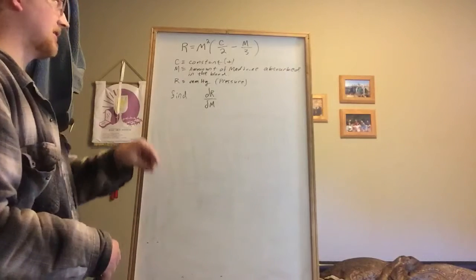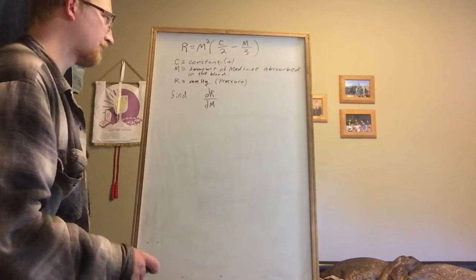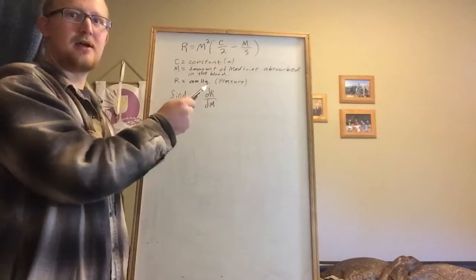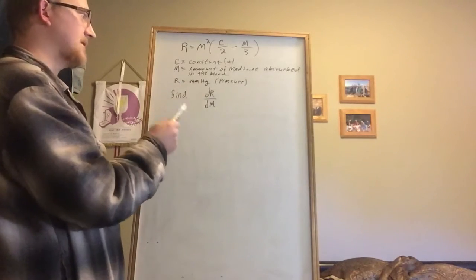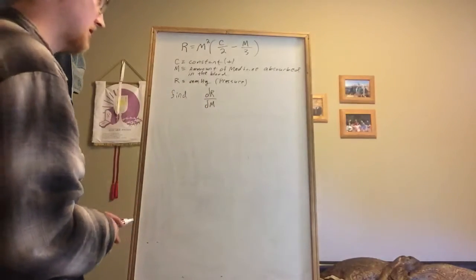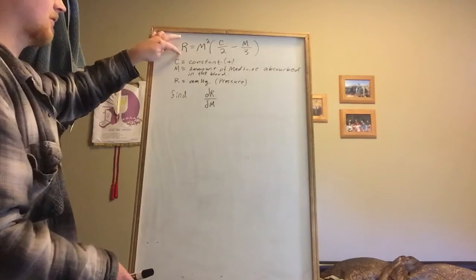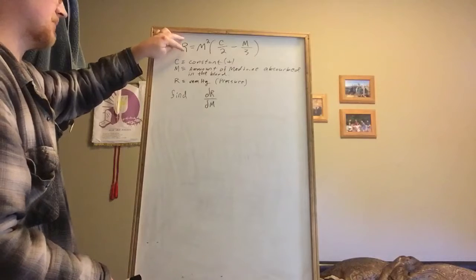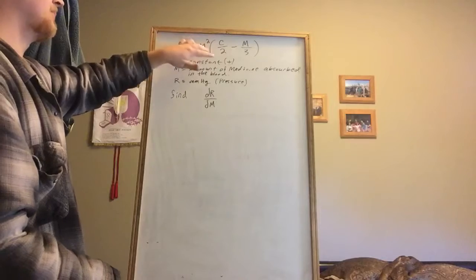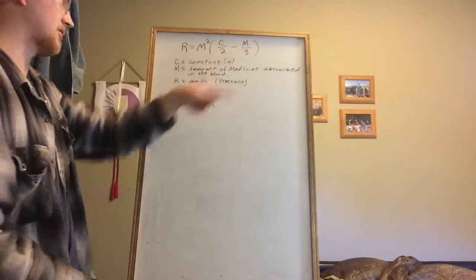And what they want us to find is the derivative of this function, R, with respect to m. So what this is saying is as we change the pressure, how does the amount of medicine change? The rate of change of pressure over the rate of change of medicine. And that's what we're looking for. And the function is R, or the blood pressure, in a patient's body is equal to the amount of medicine absorbed in the blood squared times a constant over 2 minus the amount of medicine in the blood over 3.